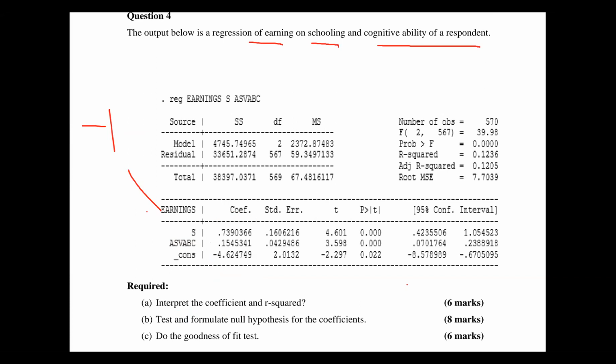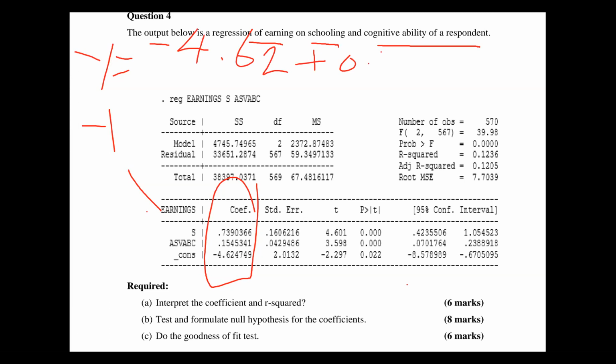So let's interpret the exercise. It's just similar to what we were doing previously. Interpret the coefficients. What is your beta naught first? Your beta naught is negative 4.62, plus 0.15 x1, let's say x1 is the cognitive ability, plus 0.73 x3, plus the error term. You can interpret this model.